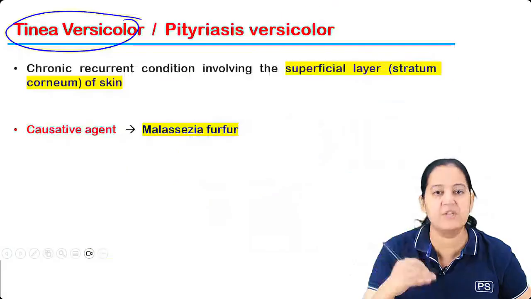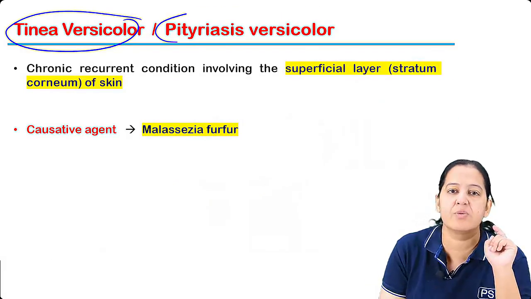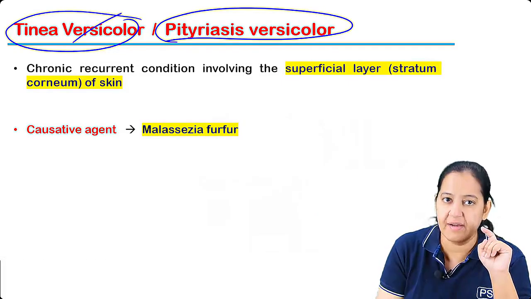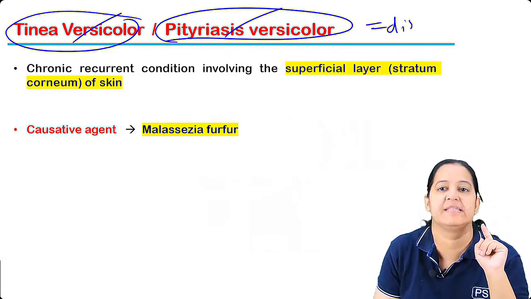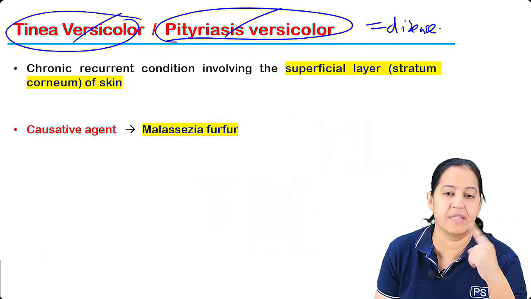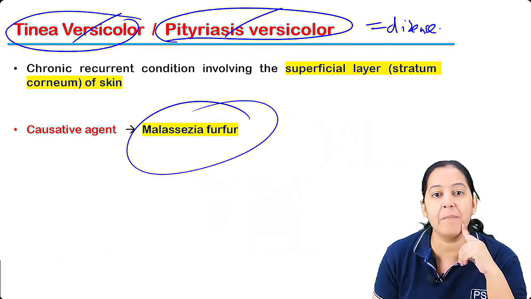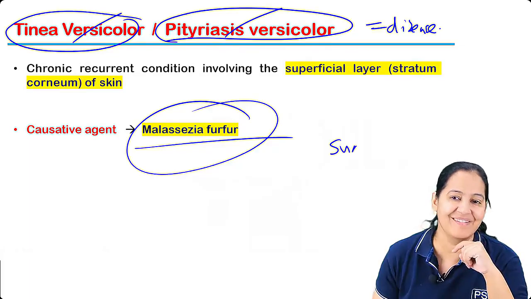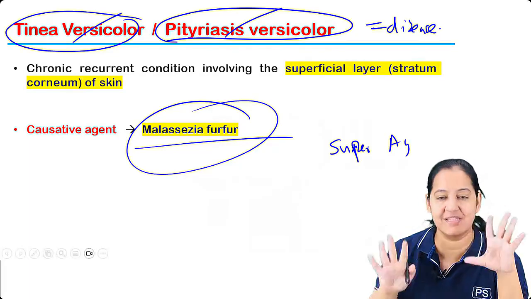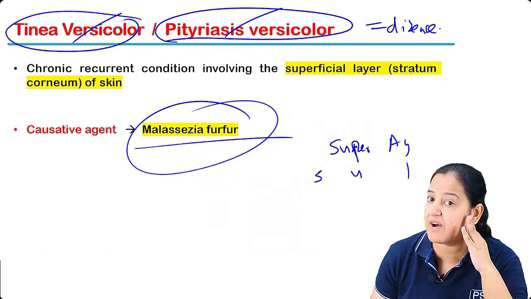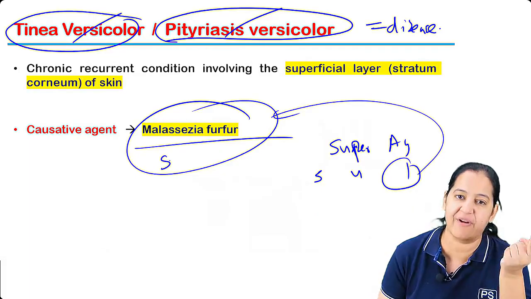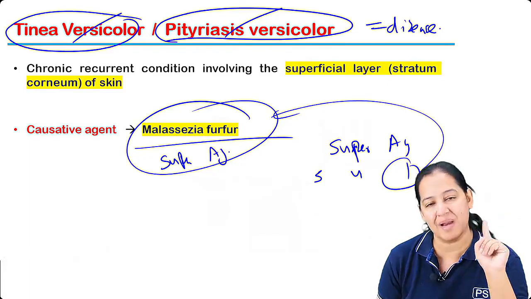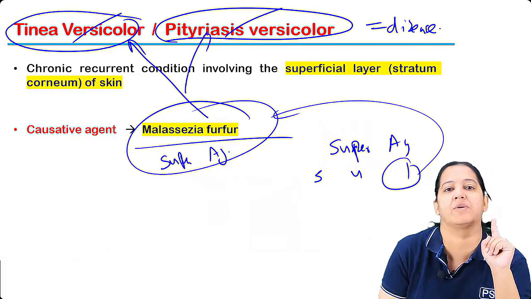Now tell me the causative agent of tinea versicolor. First, tinea versicolor is also known as pityriasis versicolor. Write down the other name. Tinea versicolor, also known as pityriasis versicolor, is a disease. It's not a fungus. It is caused by a fungus. The name of the fungus is Malassezia furfur. Where else have you read Malassezia furfur? Day 1, I told you somewhere, super antigen. Super antigen has 10 examples. Of the 10 examples, 5 were bacteria, 4 were virus, 1 was fungus. The one fungus is Malassezia furfur. You can write down it's a super antigen. You can cross check. Yes, it's a super antigen. So Malassezia furfur causes tinea versicolor or pityriasis versicolor, one and the same thing.